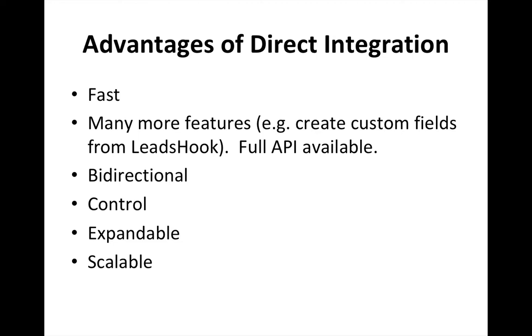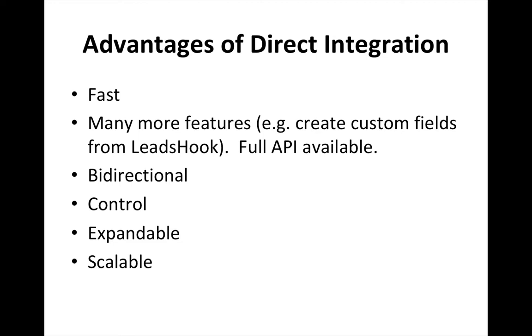The information is also bidirectional. Zapier passes information only in one direction, while with the API or direct integrations, we can actually move data back and forth. And as a result, that's one of the reasons why it's much faster. As a result, it gives us control.